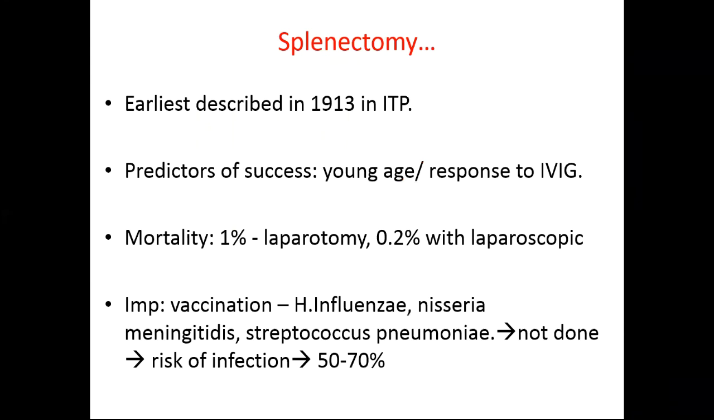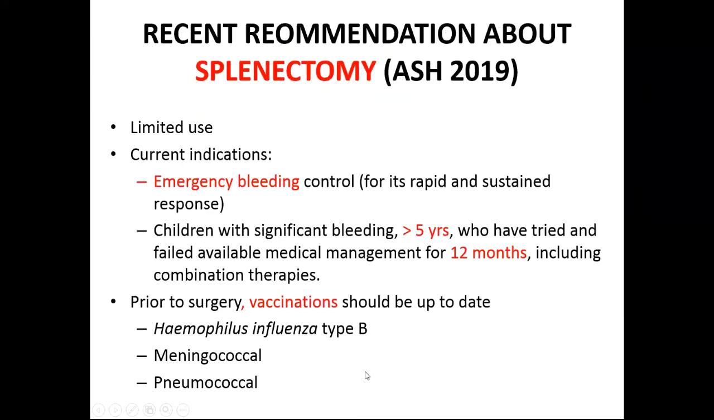So what about splenectomy? It was earlier described in 1913 in ITP. The predictors of success were young age and the response to IVIG. The mortality rate was very low with the laparoscopic procedure, but in those patients who are not vaccinated, the risk of infection is around 50 to 70%.